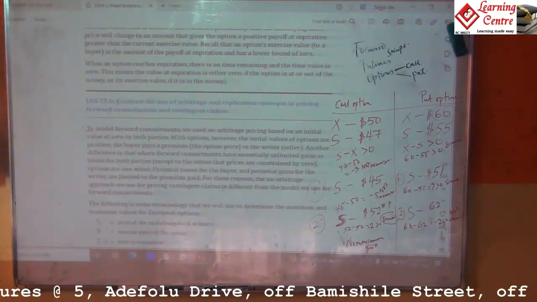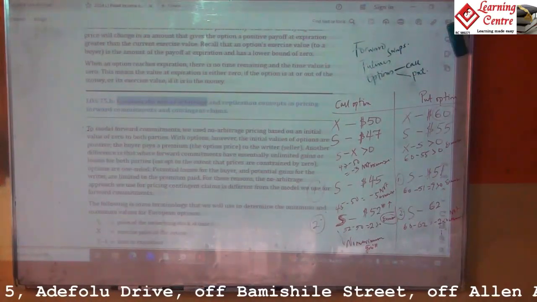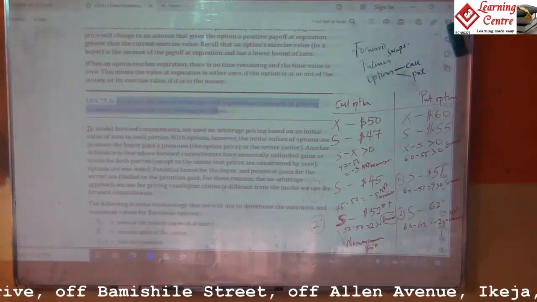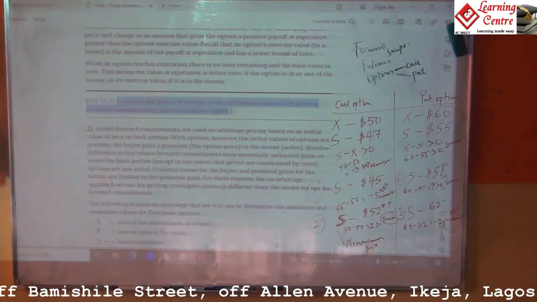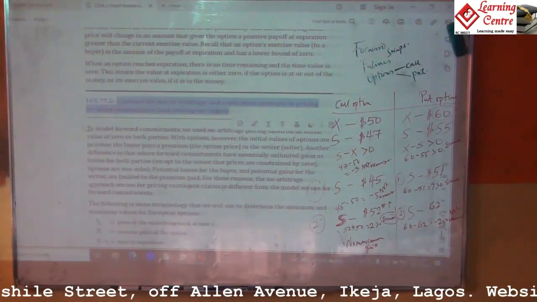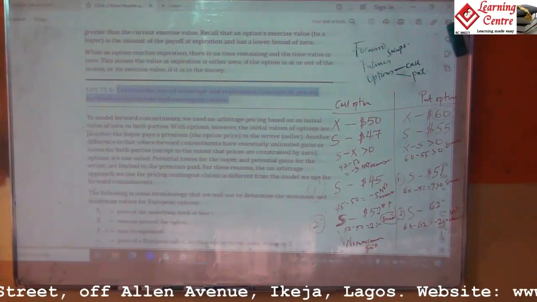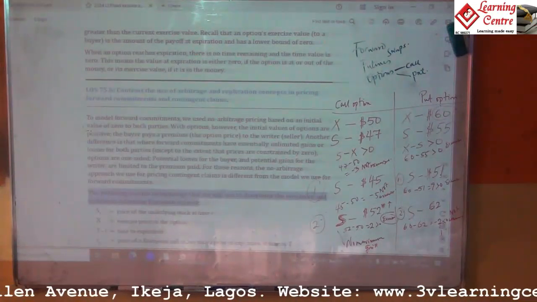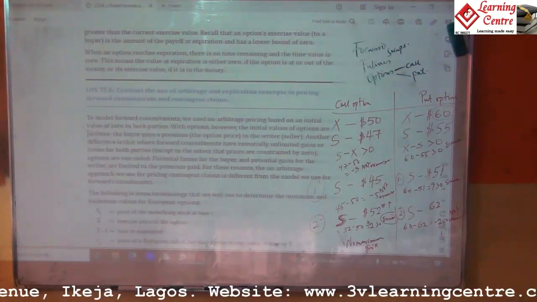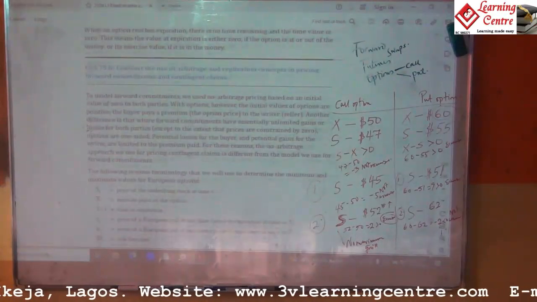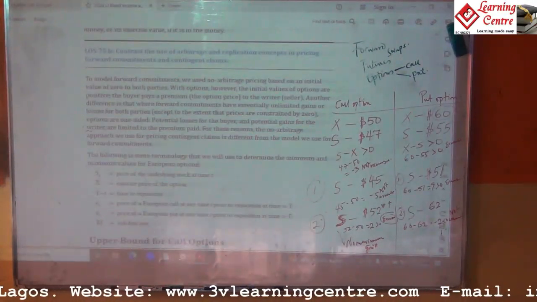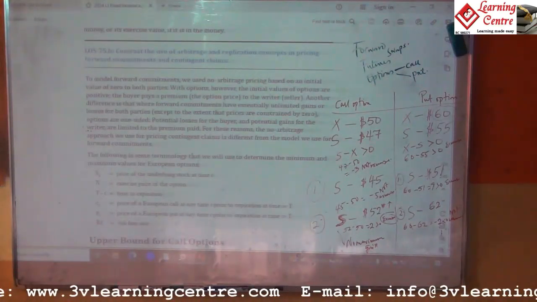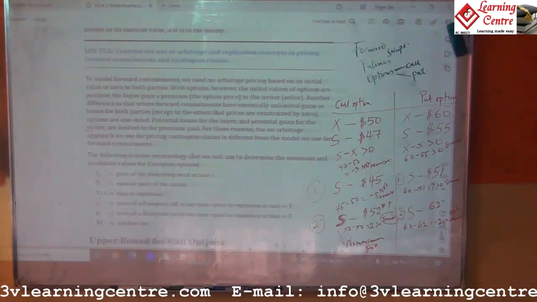So the next is we've spoken about arbitrage. So contrasts the use of arbitrage and replication concepts in pricing forward commitments and contingent claims. So now, following some terminology that we use to determine the minimum and maximum values of European options. So we have European options and we have American options. So the European option is the one that stays till the expiry date. The American option is the one that can expire at any time of the life of the contract.